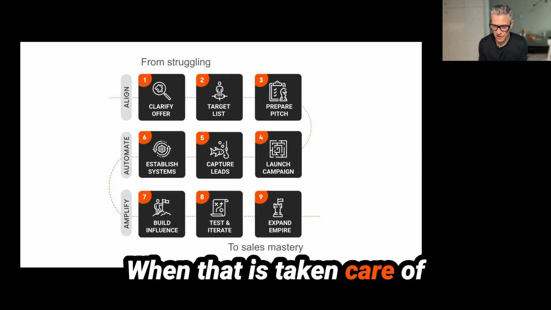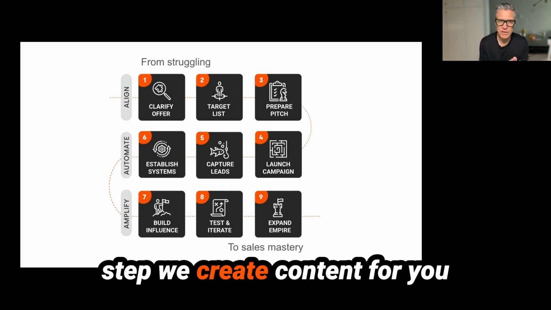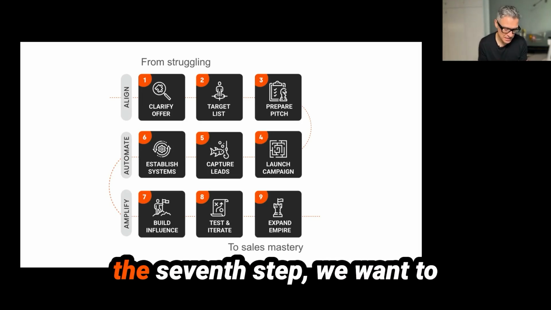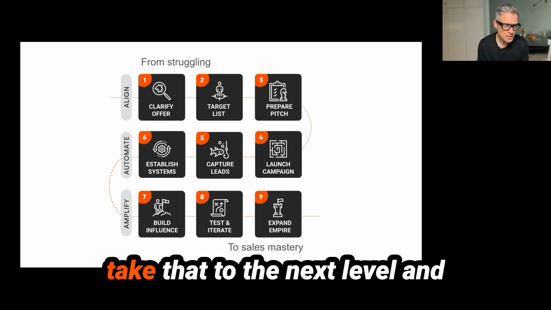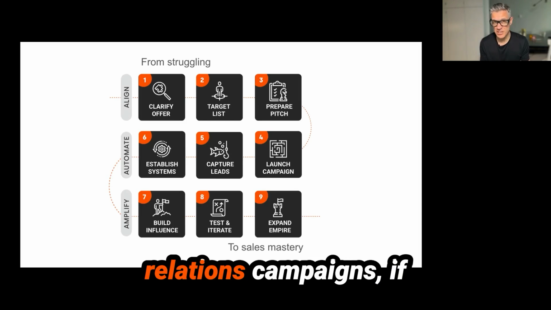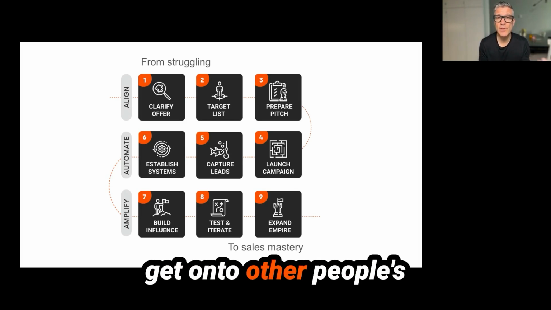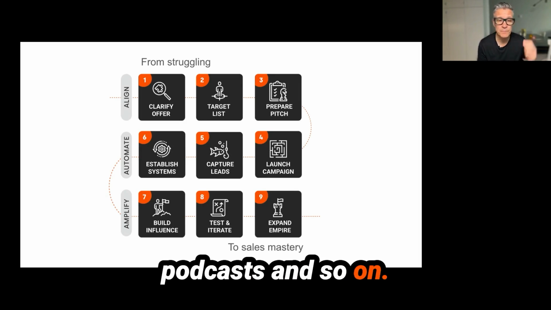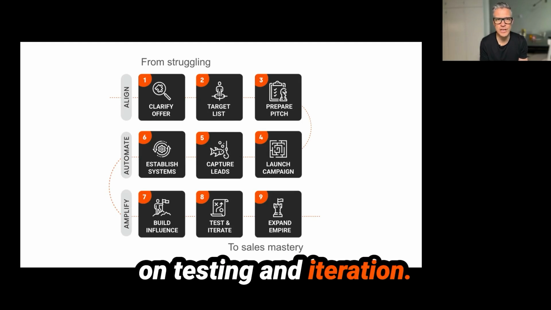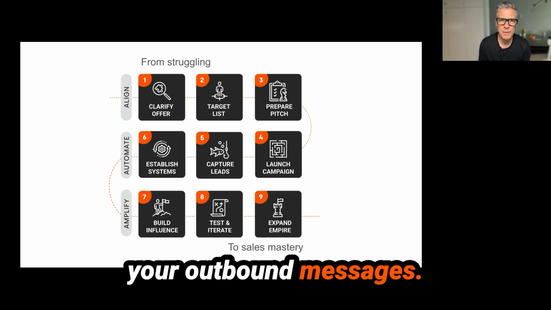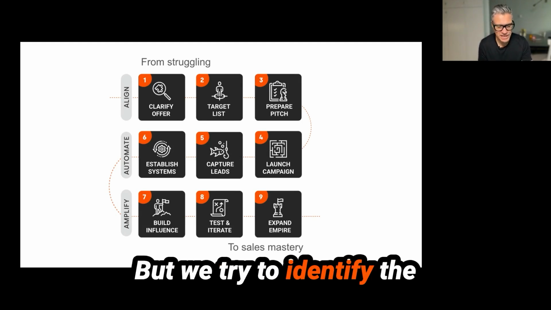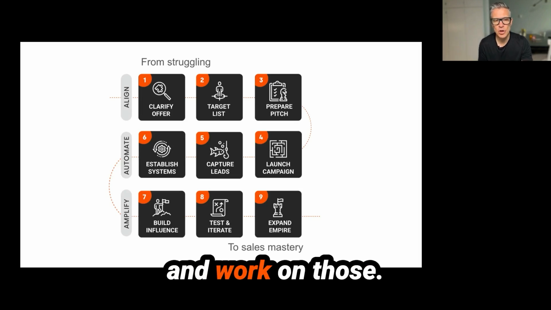When that is taken care of, and even though in the first step we create content for you and you'll be sharing content throughout the process, in the 7th step, we want to take that to the next level and really build your influence. Now we're looking at public relations campaigns, if you like, and trying to get onto other people's podcasts and so on. In the 8th step, as you can see here, we focused on testing and iteration. And that might mean tweaking your outbound messages. It might mean new themes that pop up in your content. But we try to identify the areas for improvement and work on those.